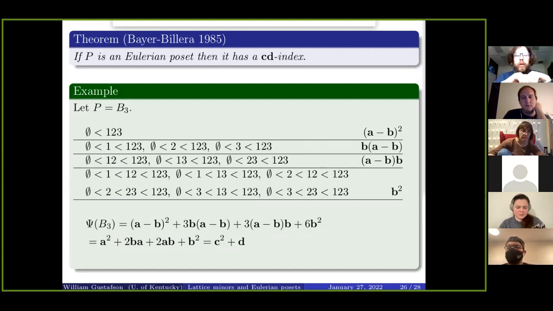Here I have a quick example written out. We look at the Boolean algebra of rank 3. There I've written out all the chains along with their weights on the right. Then below that, if we sum over all the chains, we get this polynomial, and multiplied out, that can be expressed as C squared plus D.